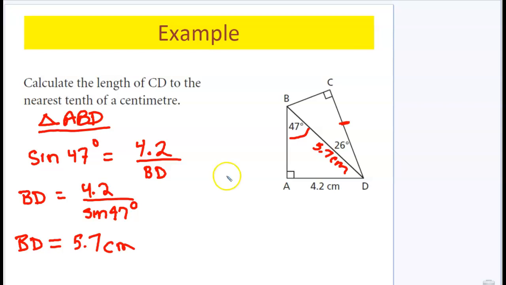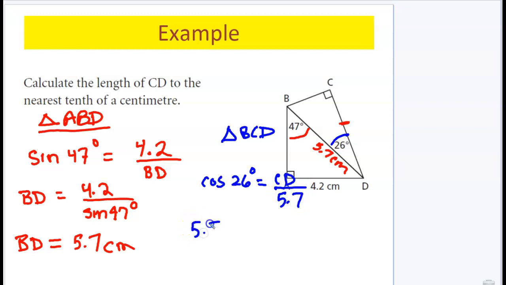So now I'll just switch colors. And now we're looking at triangle BCD. And I have an angle which is 26. I want to find the adjacent side. I know the hypotenuse. So therefore, I'm going to be using the cosine of 26 degrees is going to equal the adjacent side, which is CD, over the hypotenuse, which is 5.7.